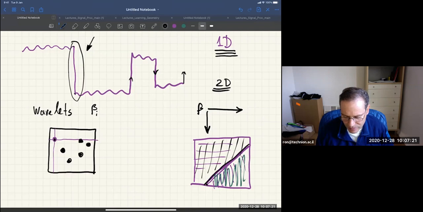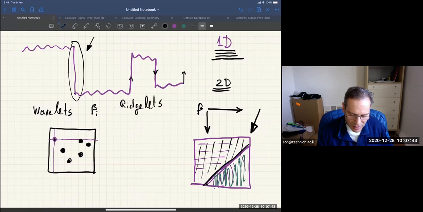edges. And for a very long time, this community of wavelets were busy translating the optimality of 1D to the 2D case. I'm not even talking about the 3D case. And how did they do that? You could find things like ridgelets and edgelets.